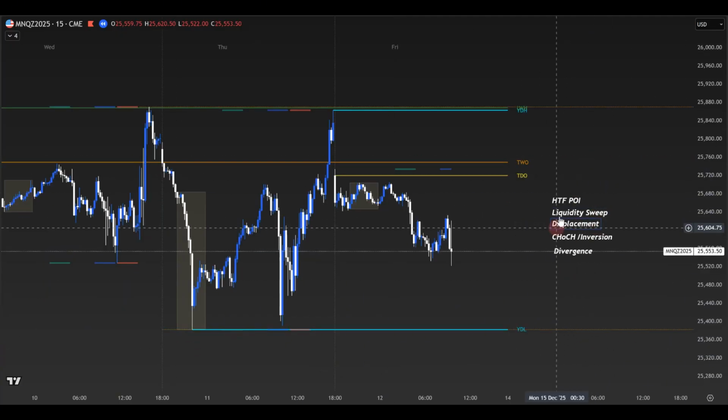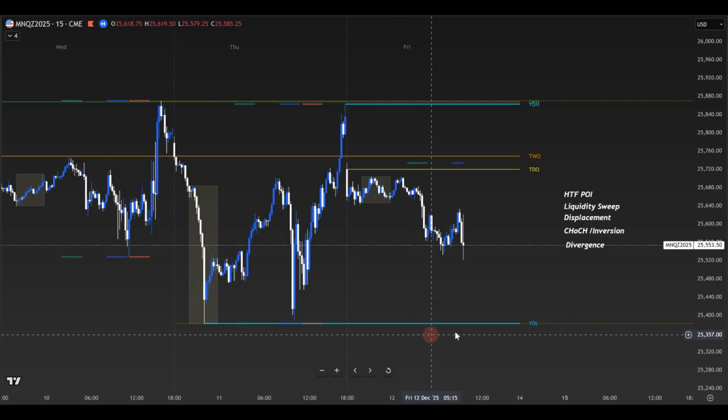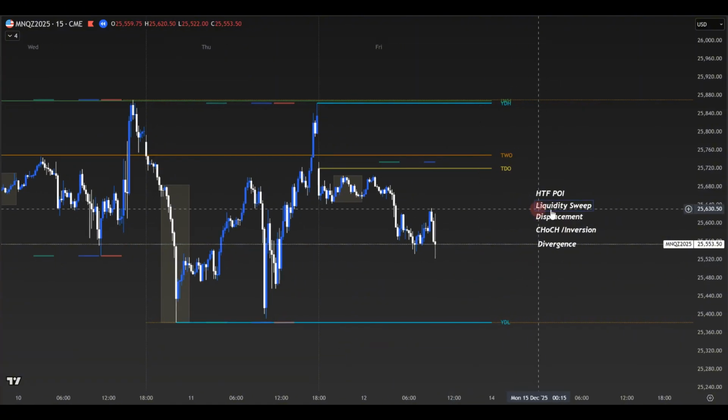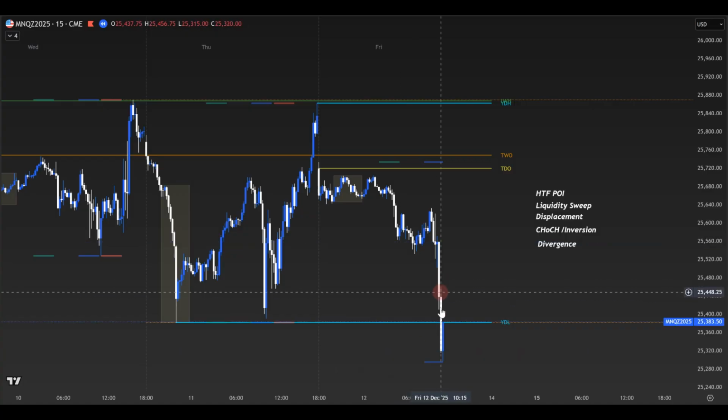Okay, and I'll actually put the steps back up here on the screen so you guys can remember what they are. So the first one is higher time frame point of interest, so our first step here, yesterday's low. Second is we want to wait for a liquidity sweep. So I'm going to play price forward and looking for liquidity sweep.